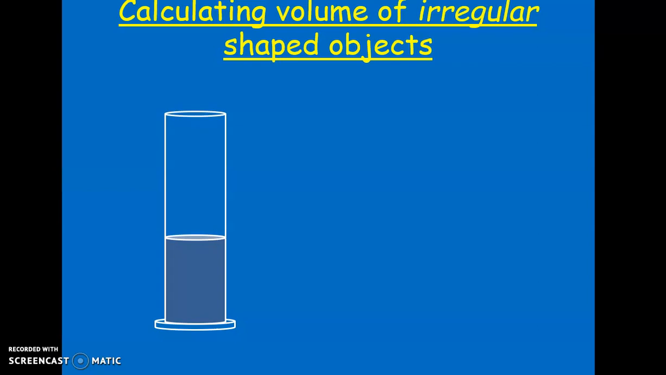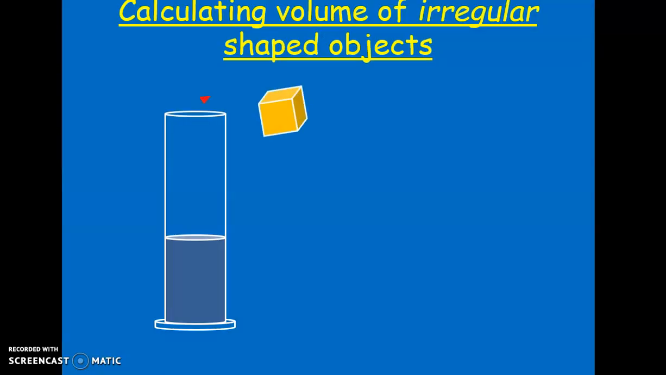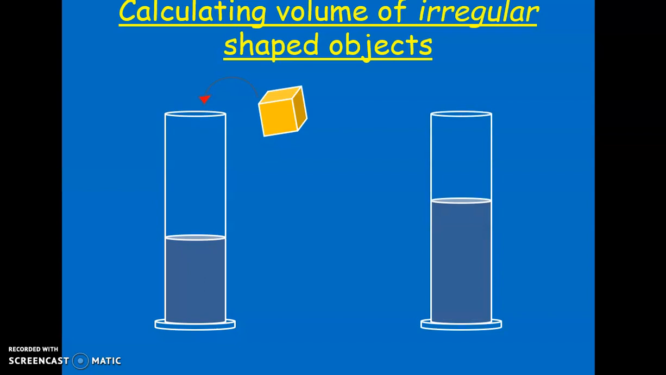Imagine a cylinder with some water inside it. We know the volume of the water because it's marked on the side of the cylinder. What would happen to the volume of the water if we placed an object inside of it? Think about a bathtub. If something is put inside a bathtub, what happens to the water level? Well, the water level rises.